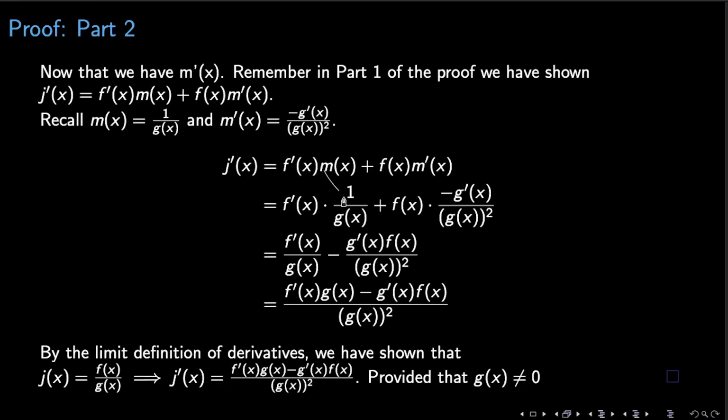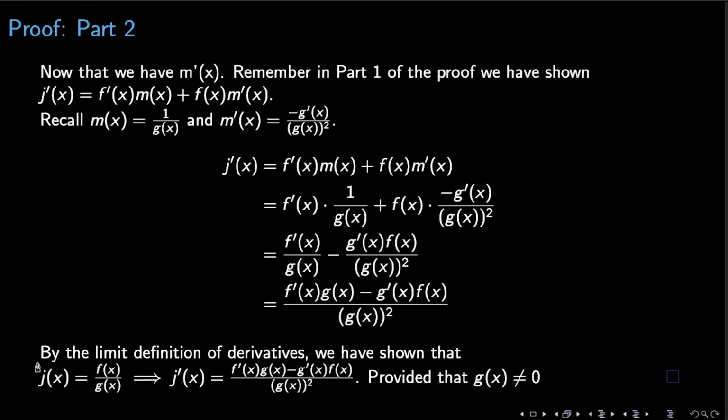M of x equal to 1 over g of x. M prime of x is negative g prime of x over quantity g of x squared. Substitution, we get the following evaluation. You can go and check this for yourself. So finally, we get g prime of x equal to f prime of x times g of x minus g prime of x times f of x over quantity g of x squared.